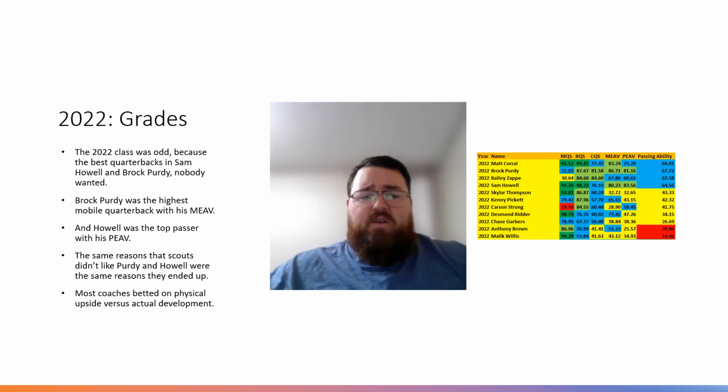The 2022 class was odd because the best quarterbacks, Sam Howell and Brock Purdy, nobody wanted. Purdy was the highest mobile quarterback with the highest MEAV score, and Howell was the top passer, the highest PEAV score. The same reasons that scouts didn't like Purdy and Howell were the same reasons they ended up where they're at now. Most coaches bet on physical upside versus actual development, which is a common theme we're going to see as we go through the draft classes here.